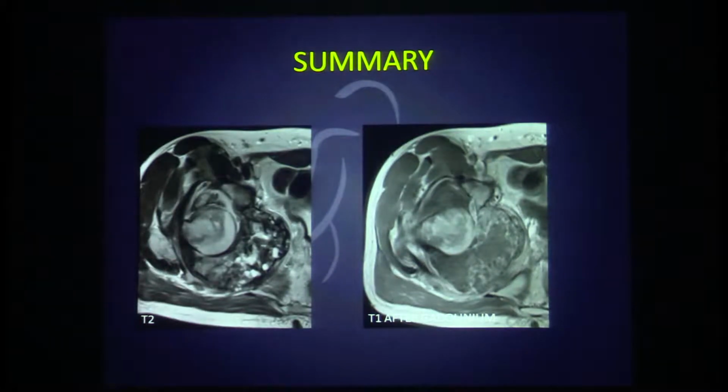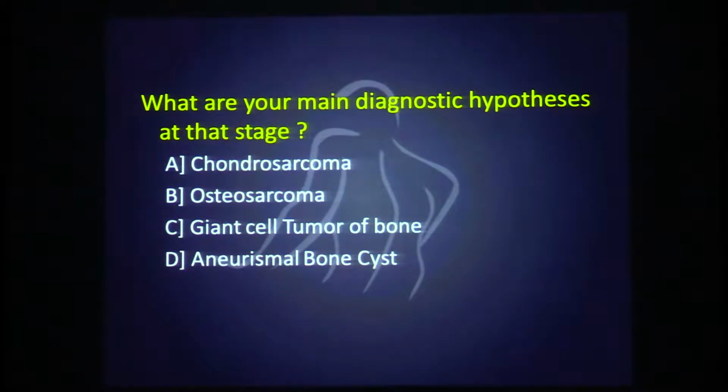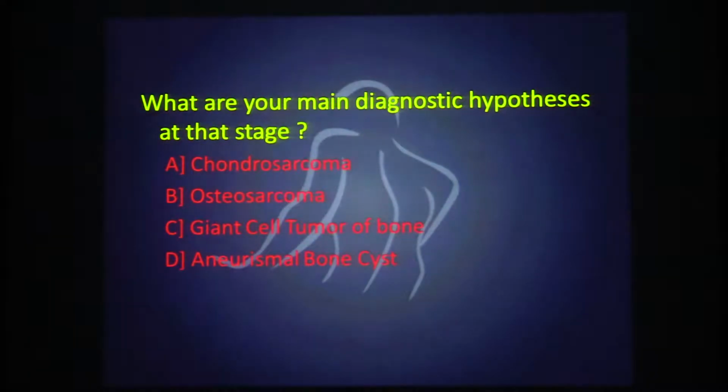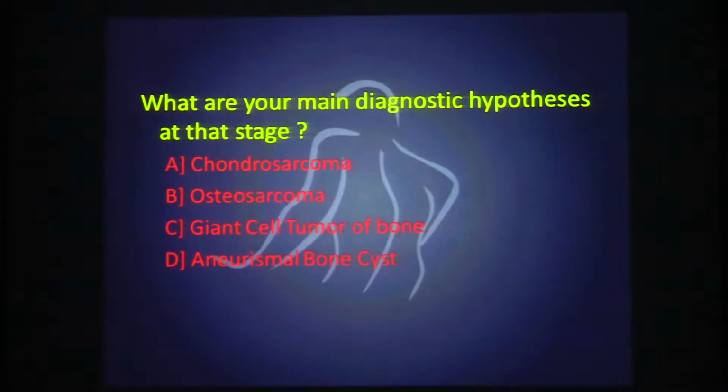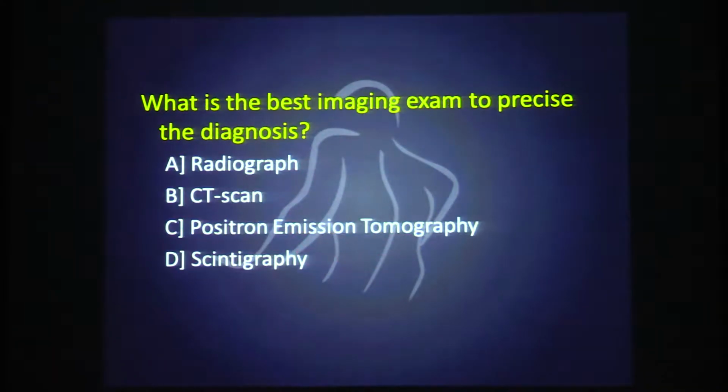So there was a little test quiz, but there is no vote. What are your main diagnostic hypotheses at that stage? You can pick all of them if you want. There's chondrosarcoma, osteosarcoma, giant cell tumor of bone, or aneurysmal bone cyst. So the right answer, of course, is all of them, because we cannot be sure at that stage.